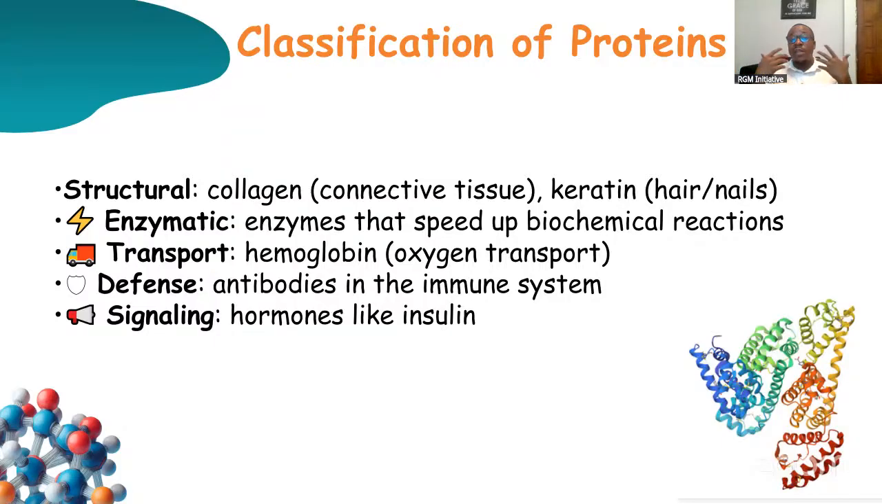They can also form a defense system, like the immunoglobulins. The immunoglobulins are proteins that fight against foreign bodies. We also have signaling. They can form signals, telling the system how to respond to external influence. For example, we have hormones like insulin. Insulin can tell your body there is glucose available. Take in glucose so that you can have energy.